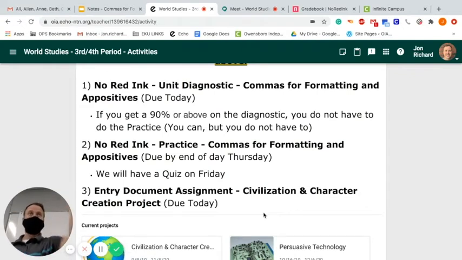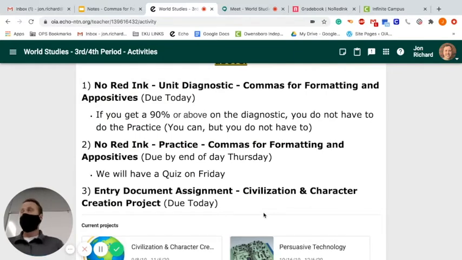Okay, let me address the first question. The first question was, I am done with No Red Ink. I had a study hall or something, first period. I had a student in here that said, I looked at your agenda. I love that initiative. I love that agency of saying, let's go ahead and knock out what I need to get done.